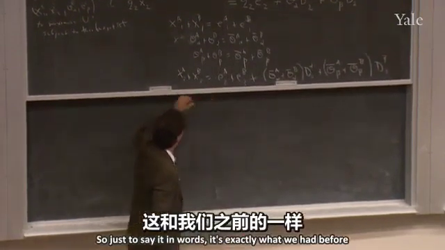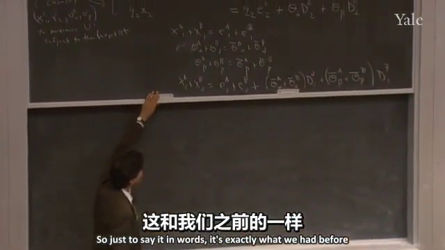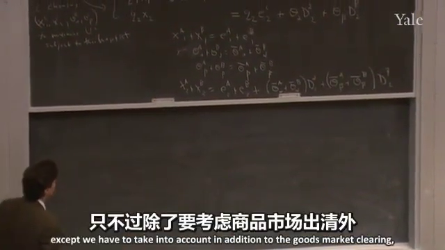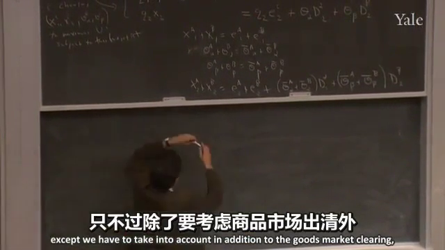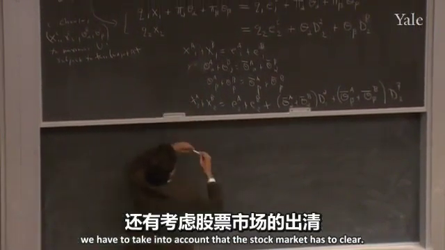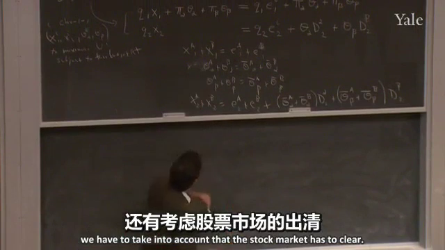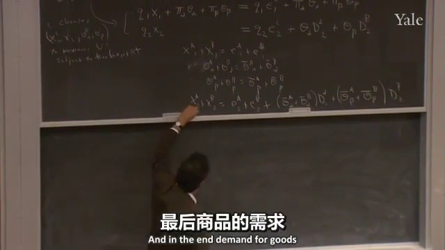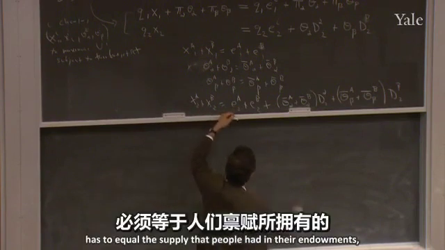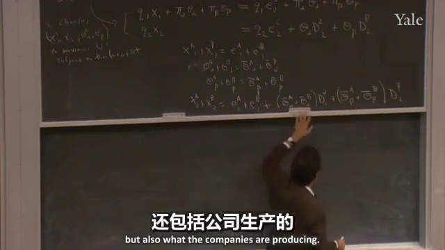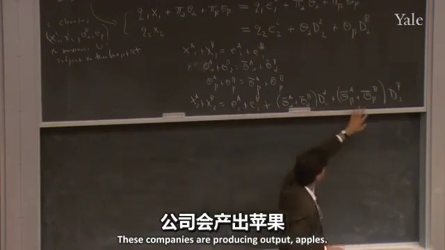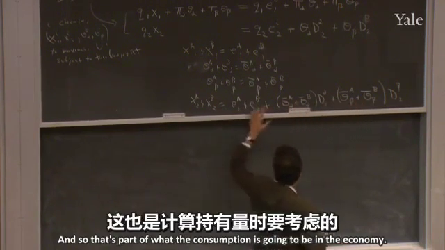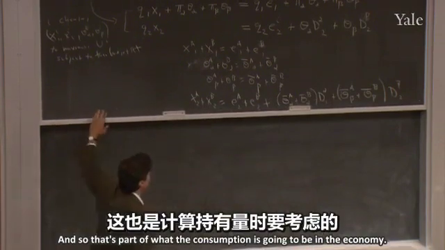Okay, so just to say it in words, it's exactly what we had before, except we have to take into account, in addition to the goods market clearing, that the stock market has to clear. In the end, demand for goods has to equal the supply that people had in their endowments, but also what the companies are producing. These companies are producing output, you know, apples, and so that's part of what the consumption is going to be in the economy.